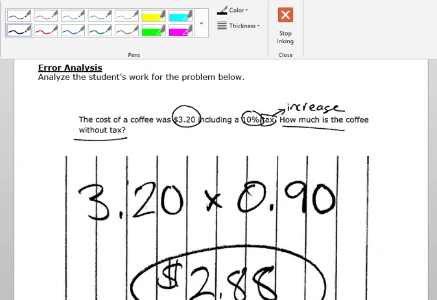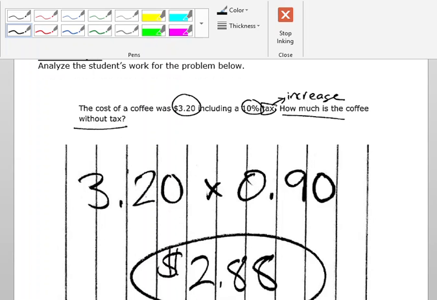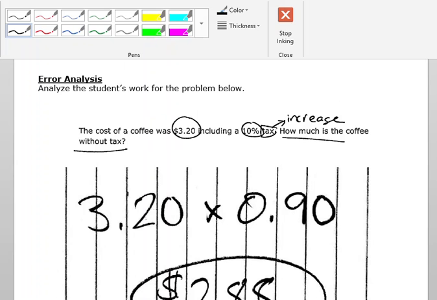And I know that I had some complaints yesterday. I posted the video too late, and I apologize for that. So I'm trying to get it up a little bit earlier. So we're going to take a look at this error analysis, and then we'll do a couple together.